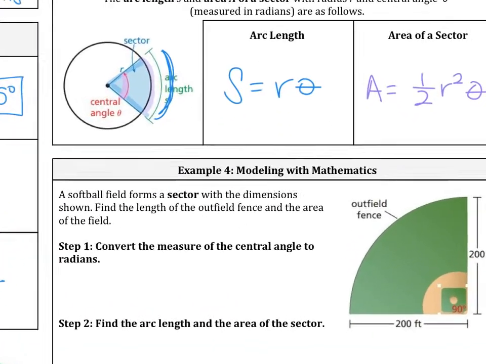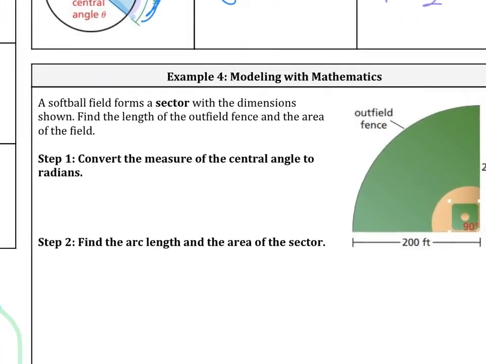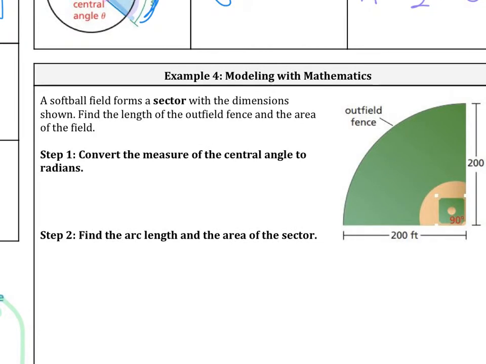So let's go ahead and use that. A softball field forms a sector with the dimensions shown. Find the length of the outfield fence and the area of the field. So step 1, we're going to convert the measure of the central angle to radians. Notice that 90 degrees is here. So let's convert it, like we did earlier: 90 times, we want to get rid of degrees, so 180 degrees goes at the bottom and pi goes on the top. 90 goes into 180 two times, so it is pi over 2. Okay, so that is our theta.